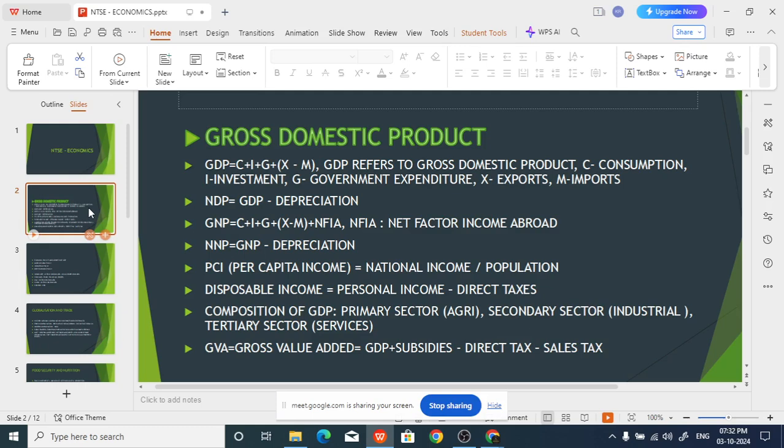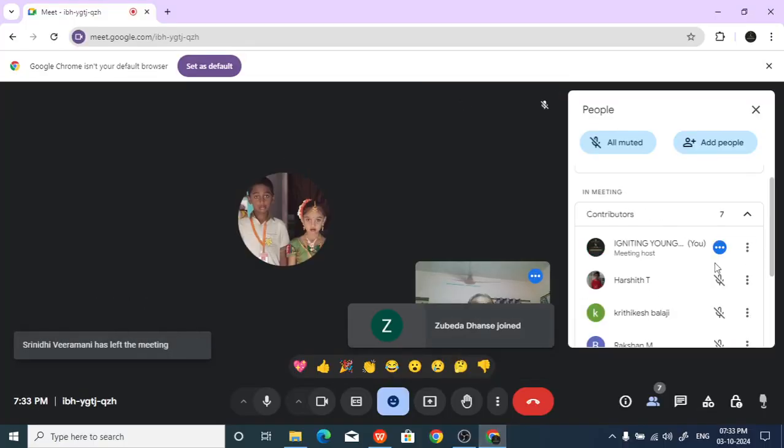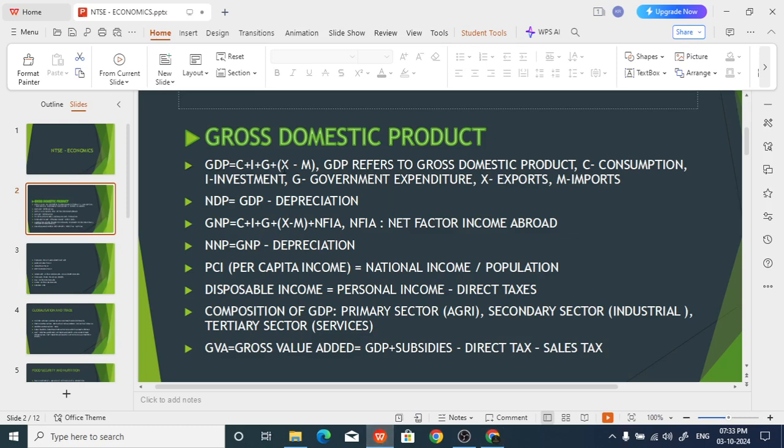Normally we export agricultural products. For example, we export cardamom, pepper, tea, coffee. We export software and garments. India exports all these things. We import semiconductor chips and computer parts. All these things we import. So you have to add exports and subtract imports. If you do all these things, that is called GDP.